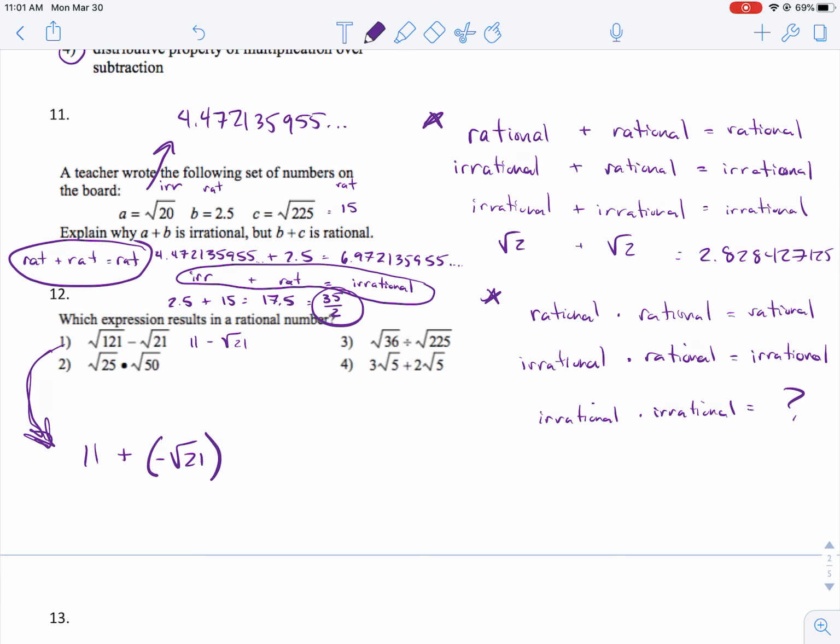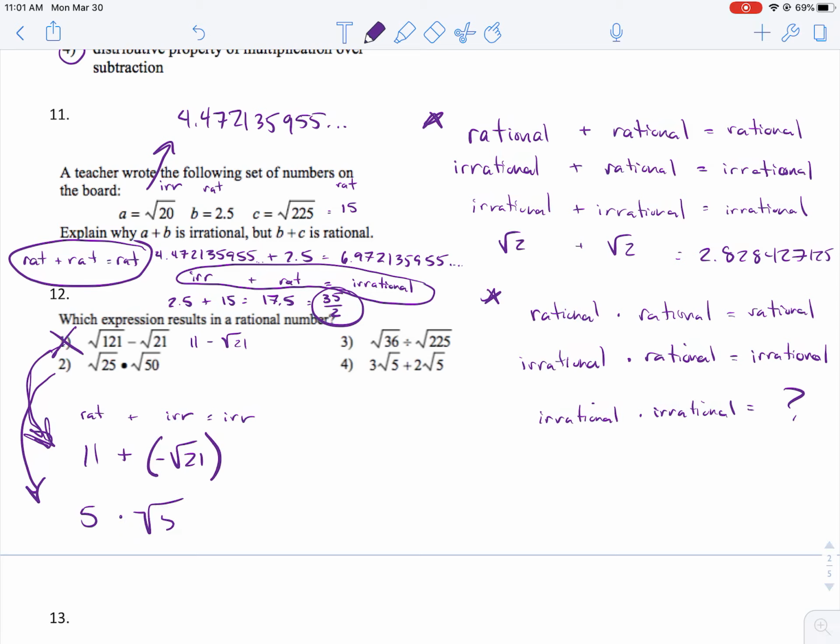Okay. Subtraction is really just the adding of a negative number. Let's think about that negative number. This number here is rational, and this one here is irrational. So a rational plus an irrational number is equal to an irrational number. So this one is out.